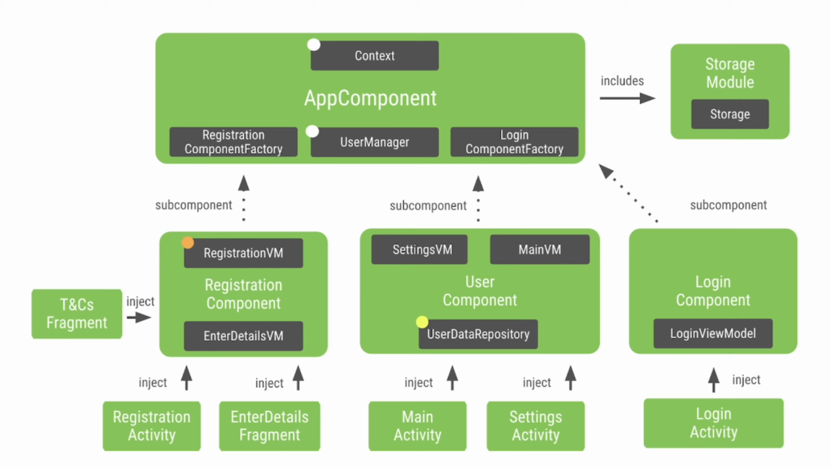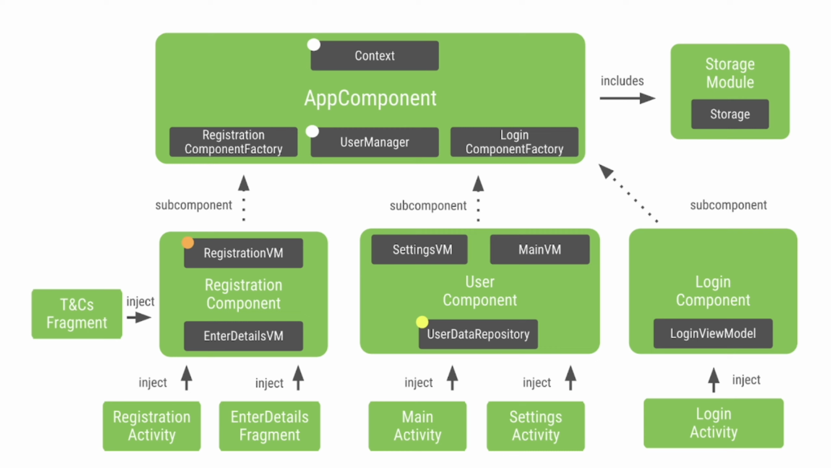Look at the image. Firstly, the context of the app component is the best example of dependency injection in use. The app component depends on the registration component, user component, and login component, and that includes the storage module. Below are the registration activity, enter detail fragment, main activity, settings activity, and login activity.